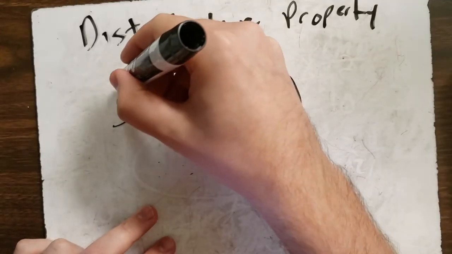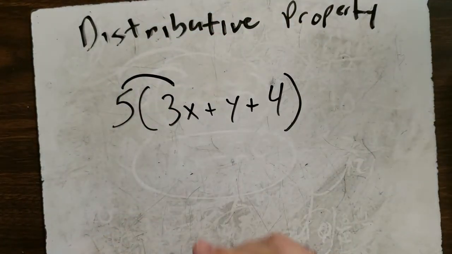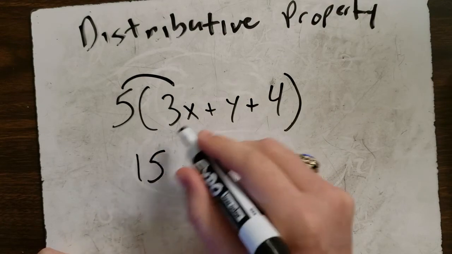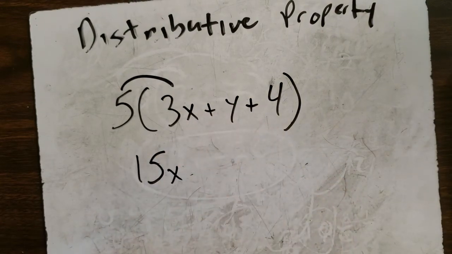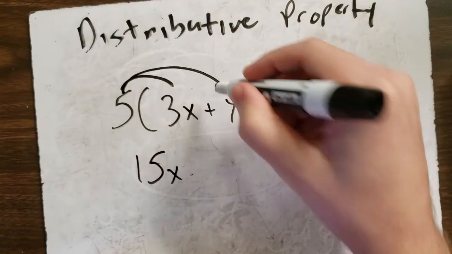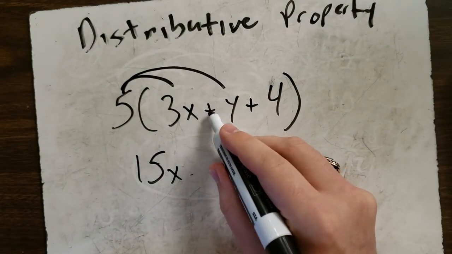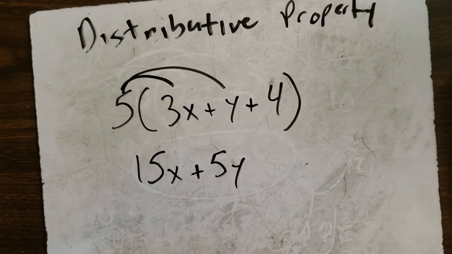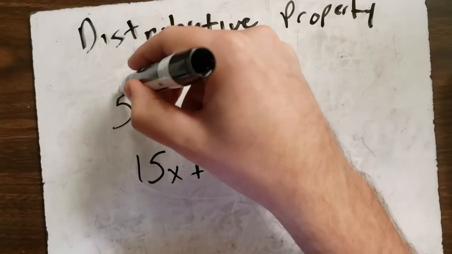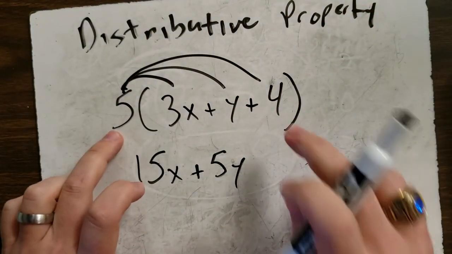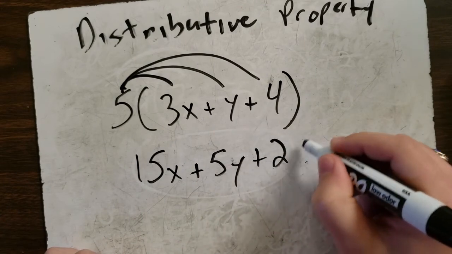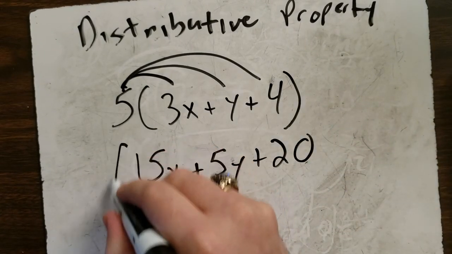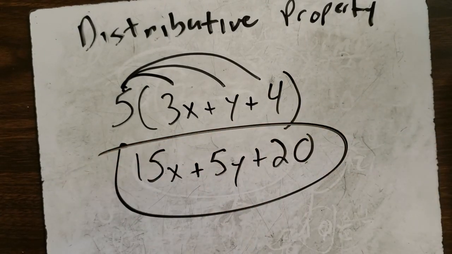So we start off 5 times 3x. 5 times 3 is 15. Bring the x with it. 5 times y is 5y. Because we have our plus, that comes down. And then our last, 5 times 4, that's plus, and 5 times 4 is 20. And that's our final answer.